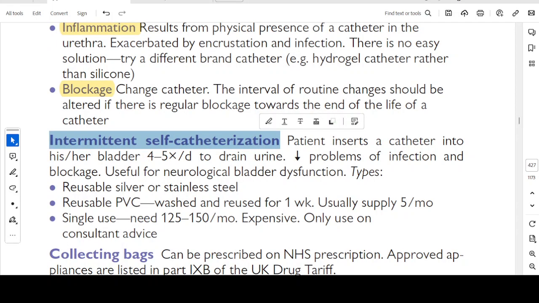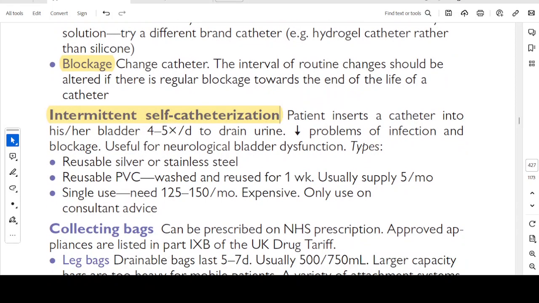Intermittent self-catheterization. The patient inserts a catheter into his or her bladder 4 to 5 times a day to drain the urine. This decreases the problem of infection and blockage. Useful for neurological bladder dysfunction.